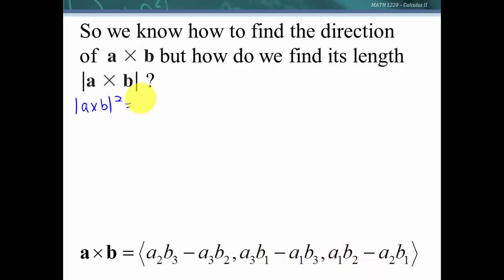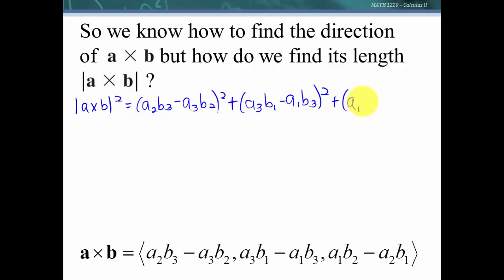So let's write that out. So this would be (A2 B3 minus A3 B2) squared plus (A3 B1 minus A1 B3) squared plus (A1 B2 minus A2 B1) squared. Okay, let's go ahead and expand this.